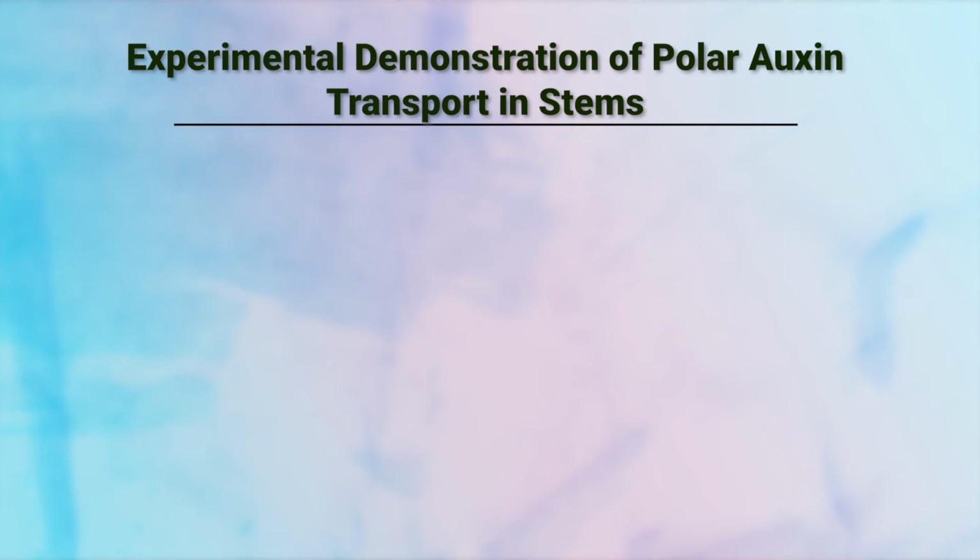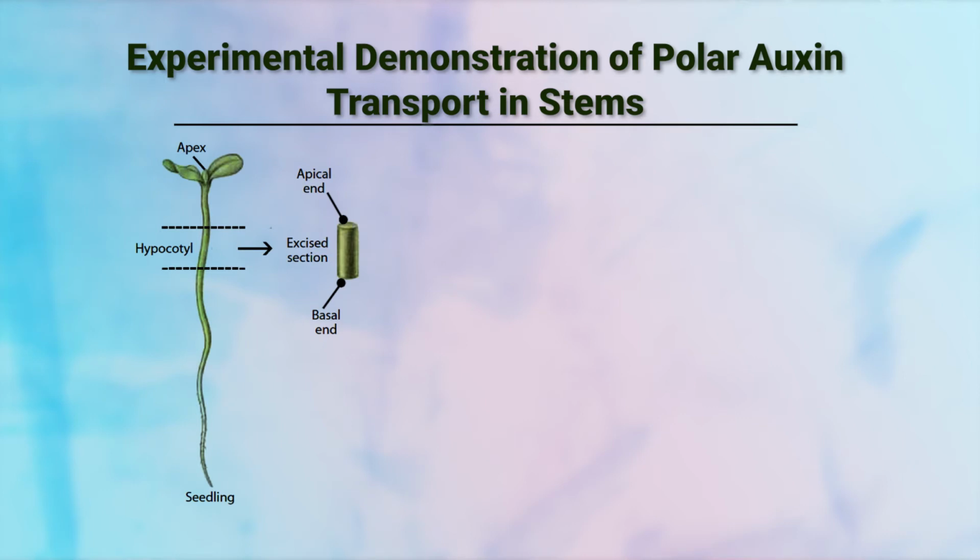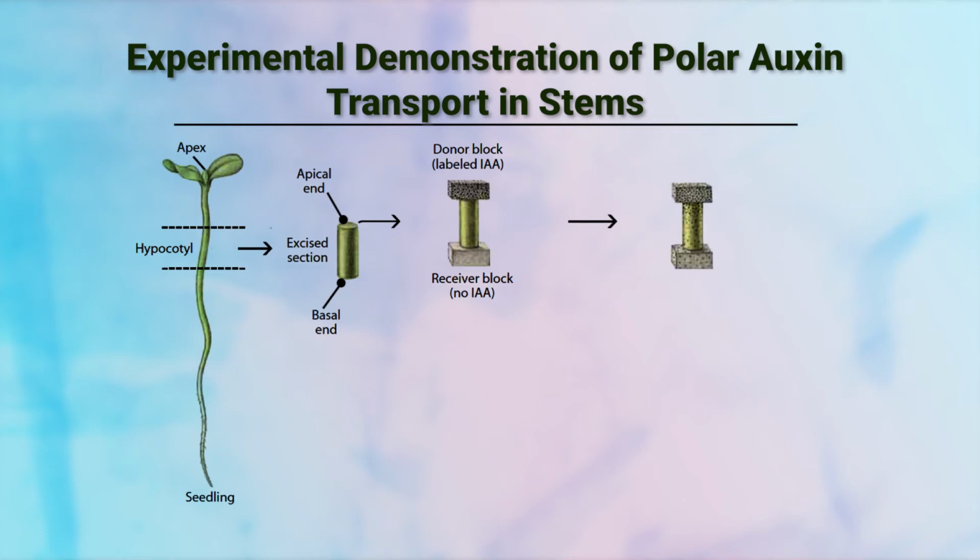Now, the polar transport of auxin, which is important for many physiological effects, can be demonstrated experimentally. A hypocotyl section is cut. This is the apical end and this is the basal end. Then two gelatin blocks are placed on the two ends. At the apical end, the block contains radiolabeled indole acetic acid and the block at the basal end is empty. After some time, a significant amount of radiolabeled indole acetic acid could be recovered from the block at the basal end, indicating auxin is flowing from the apical end to the basal end. That is, the flow is basipetal.